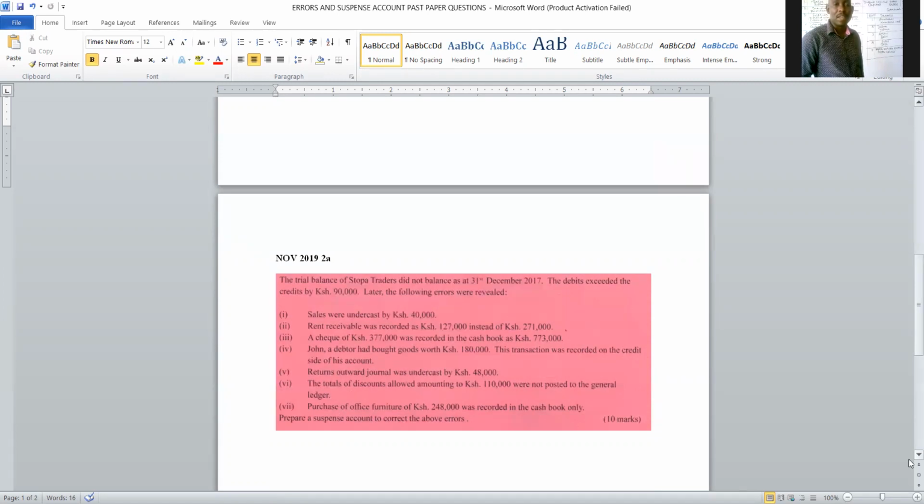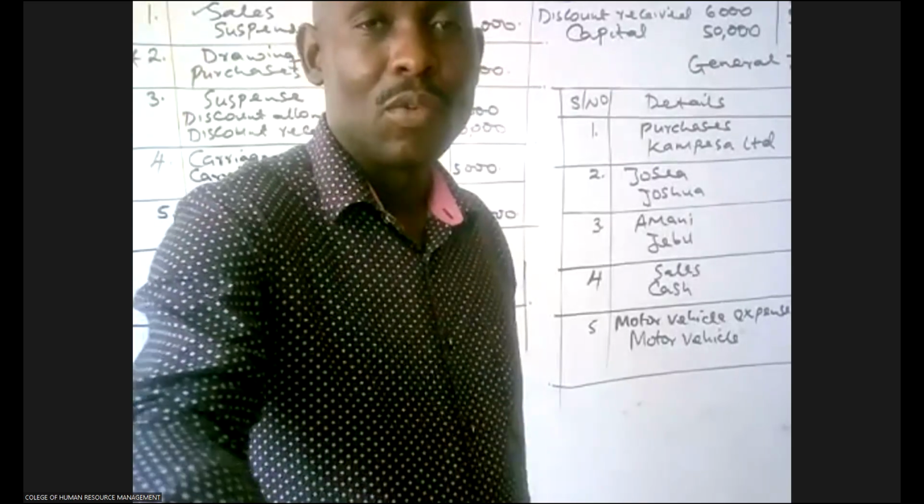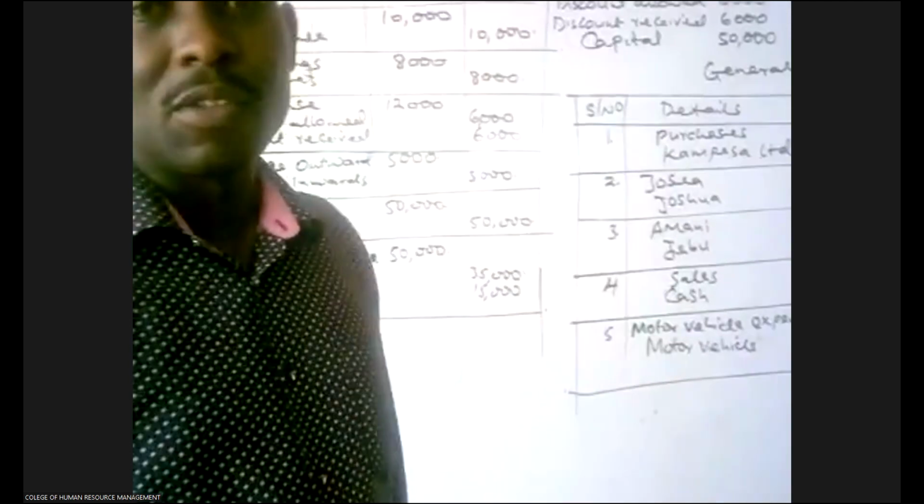The debits exceeded the credits, so it is the credit that had less, and that balance should be on the side that has less. So it should be on the credit side. You are required to do a suspense account. But before we do a suspense account, I will find it appropriate if we do the journal entries, even if they were not required. Then from there, we go to the suspense account. Let us do the journal entries here.